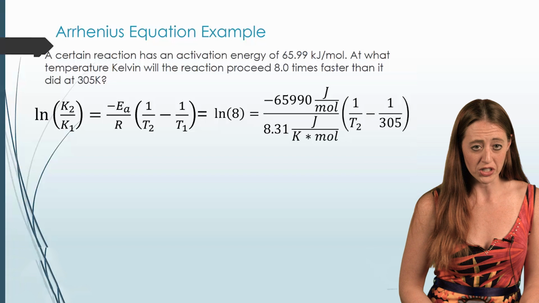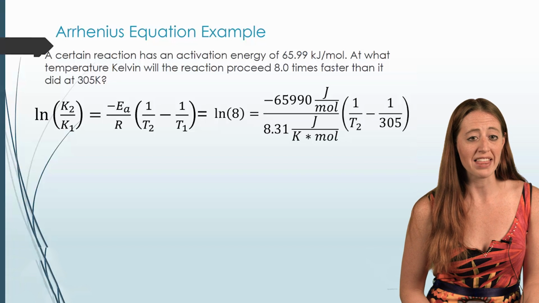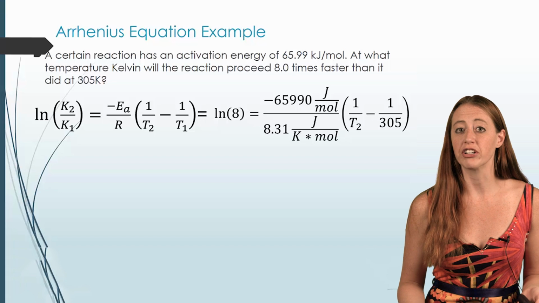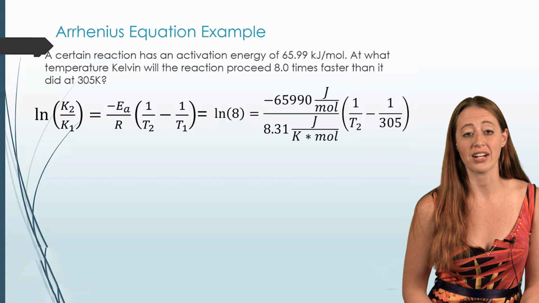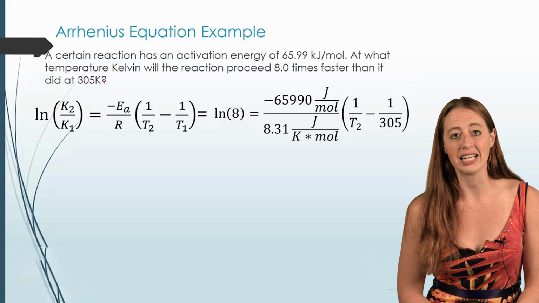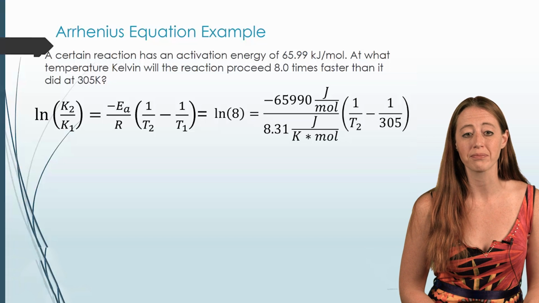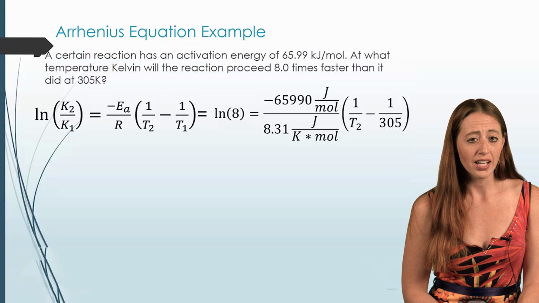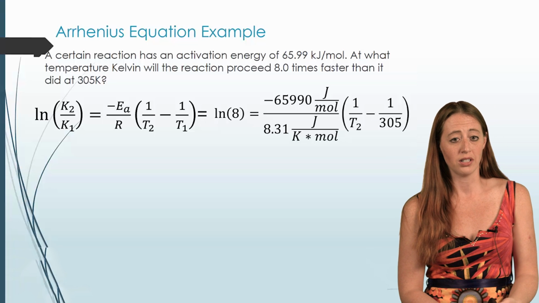We need to make sure to watch our units. And so we multiply by 1,000 for our activation energy. That's very normal, by the way. Typically, activation energies are given in kilojoules. So you'll almost need to do that, I'd say 90% of the time when you're doing these problems. So you have your divide by R as 8.31. And then your 1 over T2 minus 1 over 305.